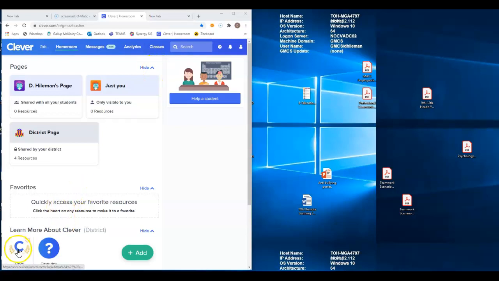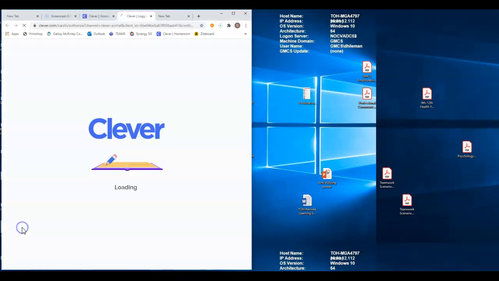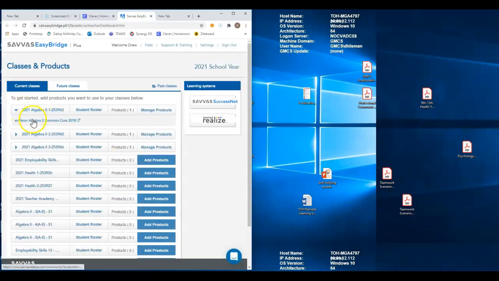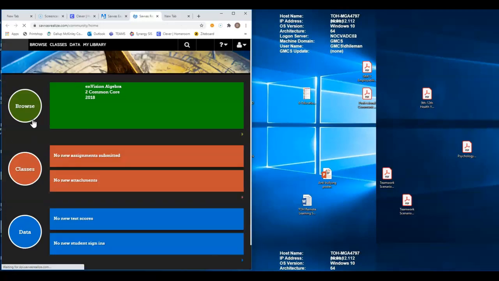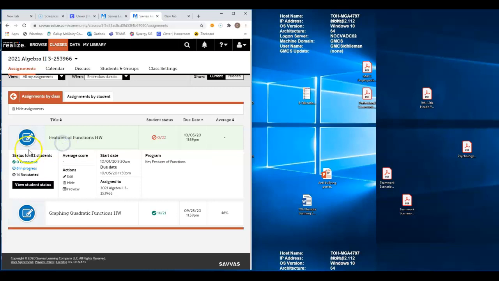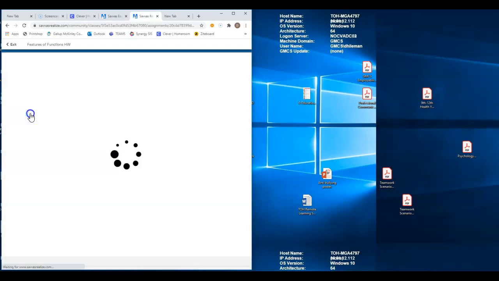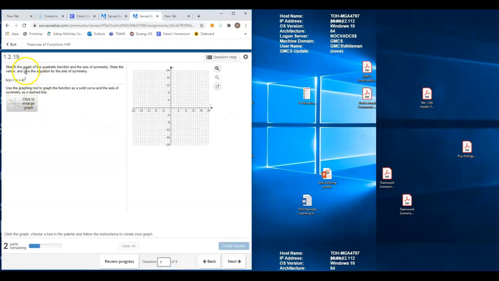Hello, students. I heard some people are having trouble with the graphing part of the Savas assignment, so we're going to go over that really quickly. Once you get to your assignment, this is your feature function assignment, and the first question asks you to graph something that looks like this. It's going to regenerate each question for each student, so if yours doesn't look like this, you can still use this to graph your own.